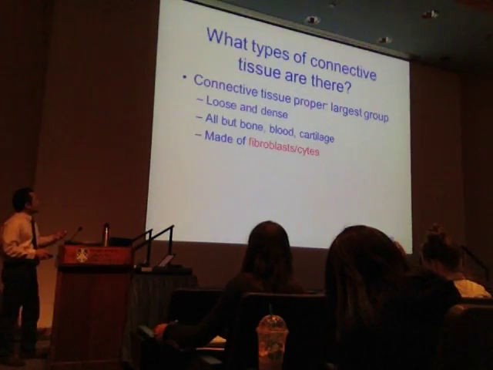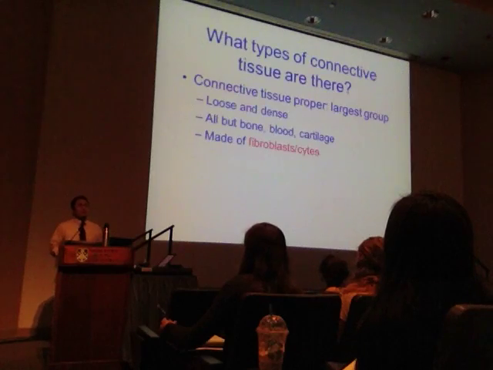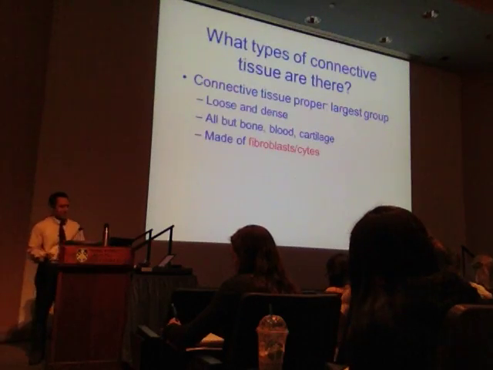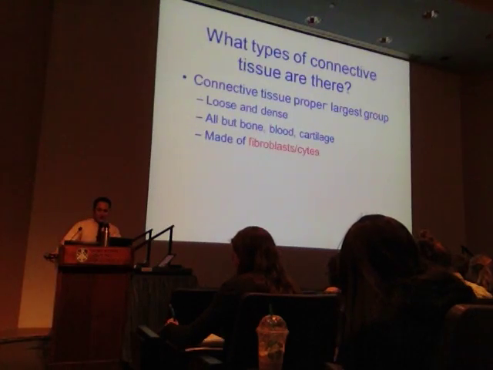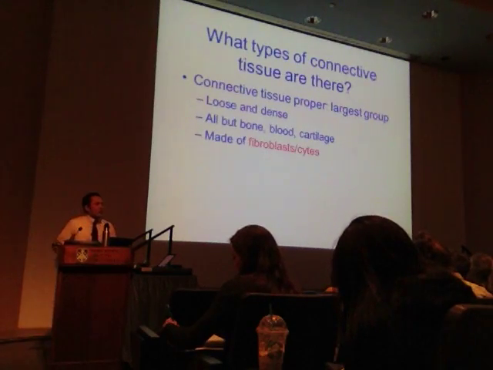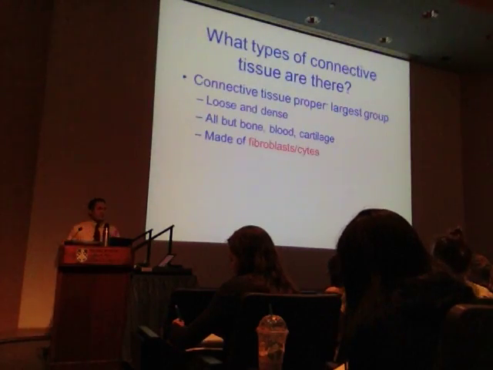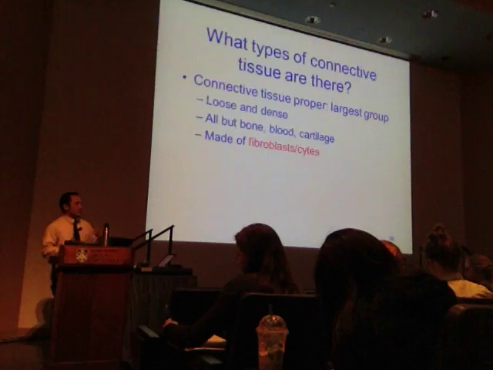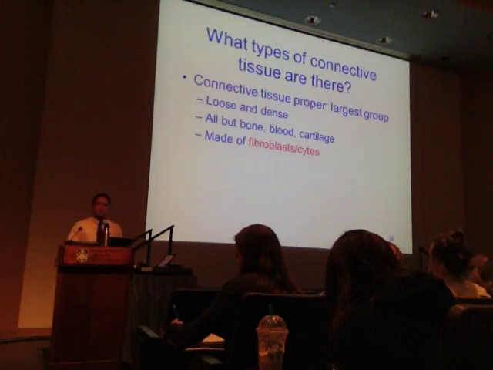So, in the different types of connective tissue, we have connective tissue proper, the largest group of connective tissue. Under this category of proper, we would see both loose and dense types of connective tissue. We'll see everything except for bone, blood, and cartilage. And we're going to see that they're made up of fibroblasts, or what we call fibrocytes. The word cyte is just another word that we use for a mature cell. So fibroblast would be a developing cell, and a fibrocyte or an osteocyte would be a bone cell.